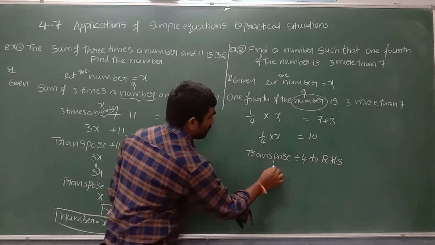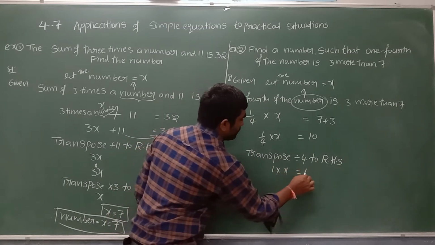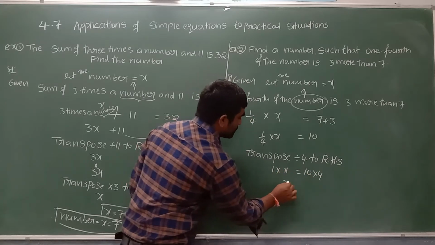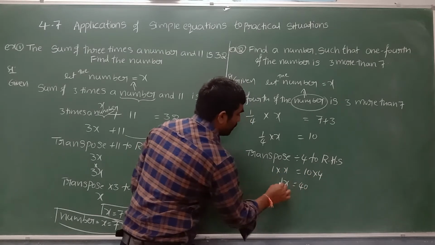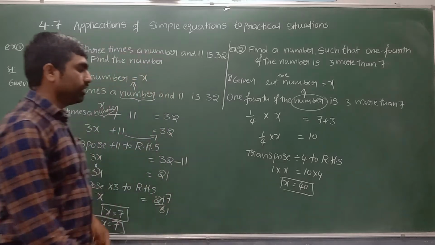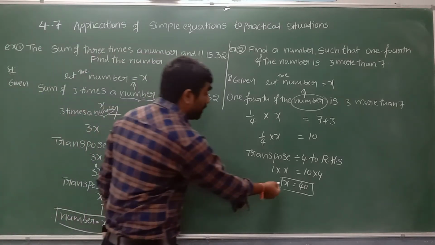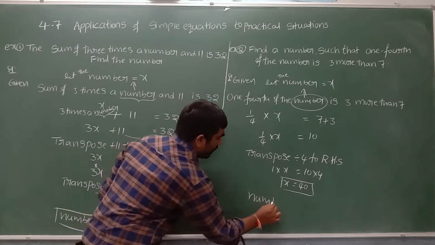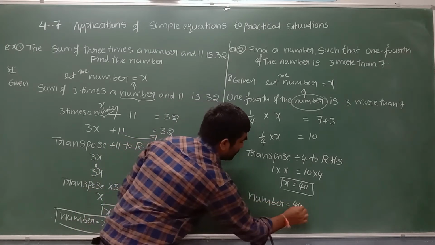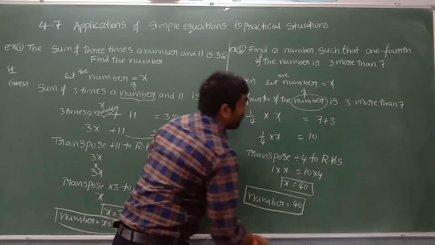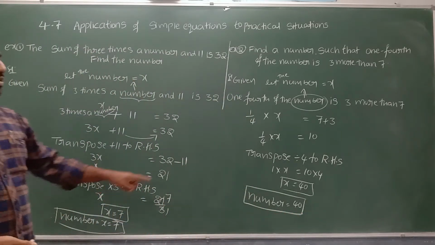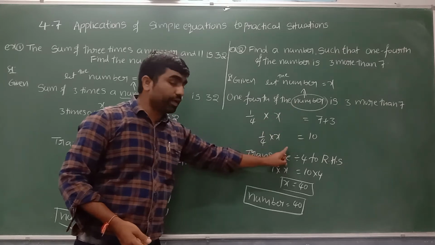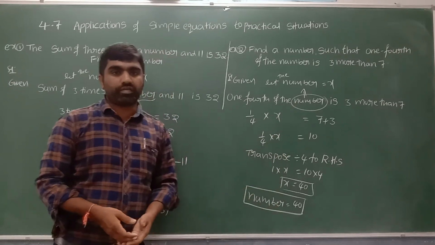So how is it going to become now? 1 into x is equal to 10 into 4 if I transpose the division by 4. 1 into x, 10 fours are 40. I got x is equal to 40. So what is meant by x here? The number. We can write therefore the required number is equal to 40. Hope it is clear for everyone. Read the question. Identify the unknown value. From there you can make one simple equation. Then solve the simple equation.